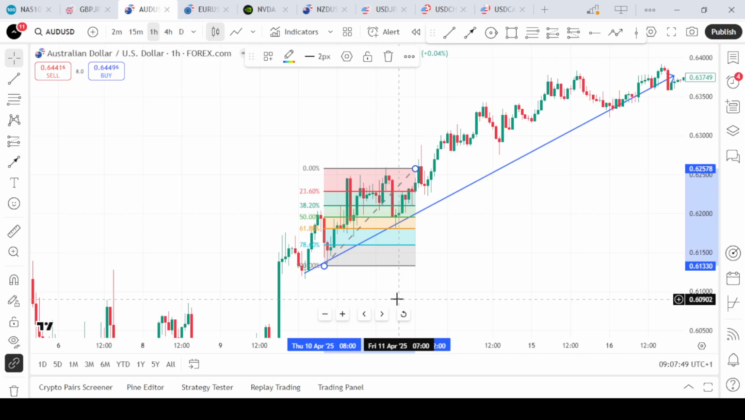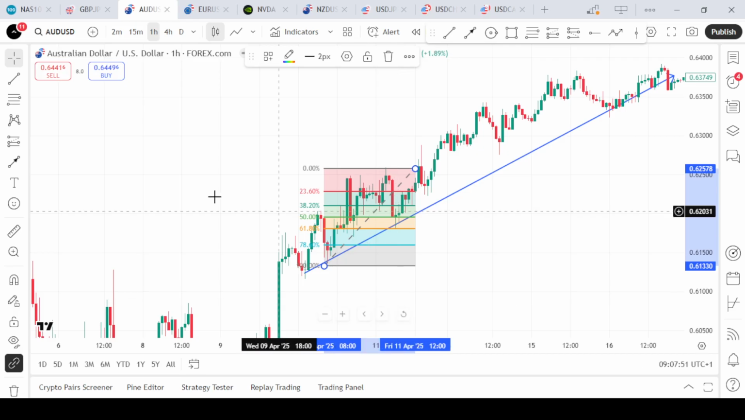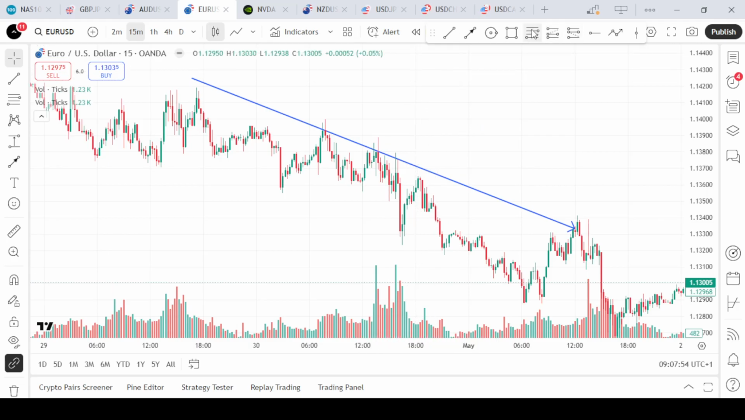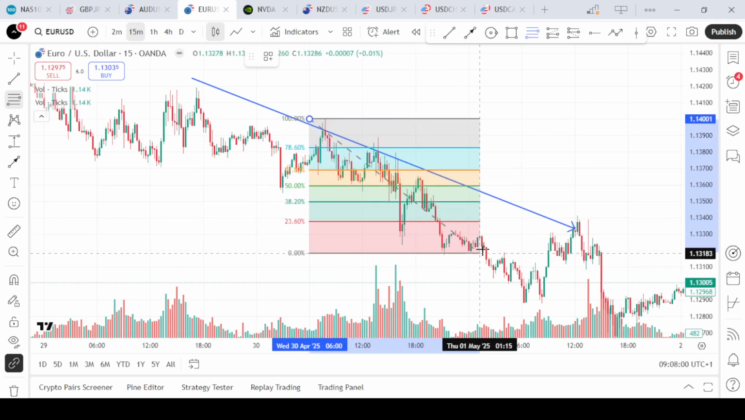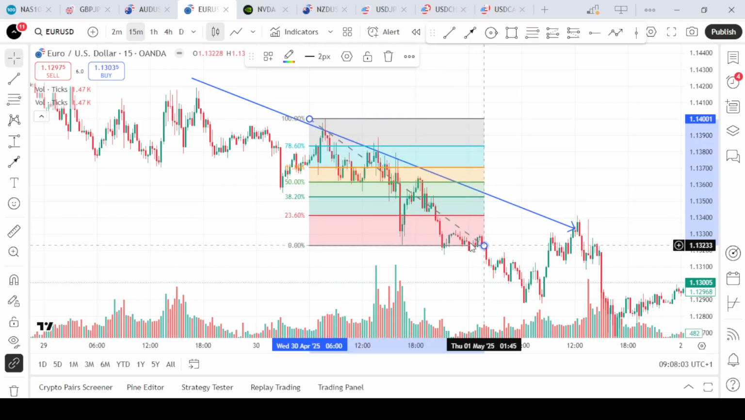Now in a downtrend, the opposite is the case. You will draw your Fibonacci tool from your most recent swing high to your most recent swing low. This is how you draw your Fibonacci tool.